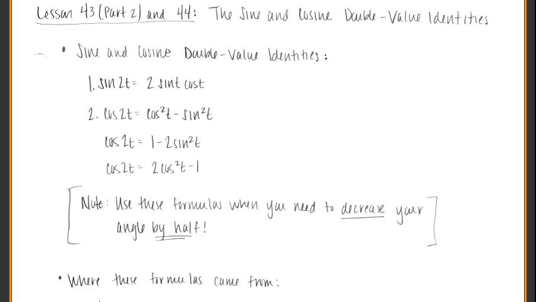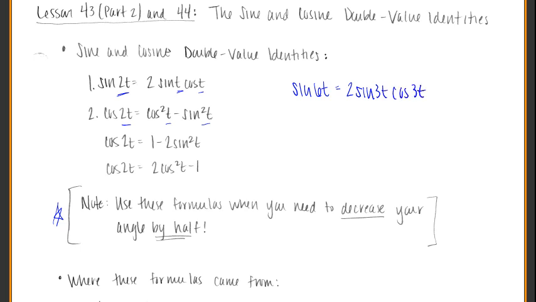If you look closely at this, with number 1, you have sine of 2t, and what we want to do is look on the right at how it shrinks to a single t. The goal with this formula is, anytime you want to shrink any of your angles by half, that's what these formulas do. So we want to use these formulas when you decrease your angle by half. If you were given a sine of 6t, then half of 6t is 3t, and so the formula would be 2 sine of 3t cosine of 3t.